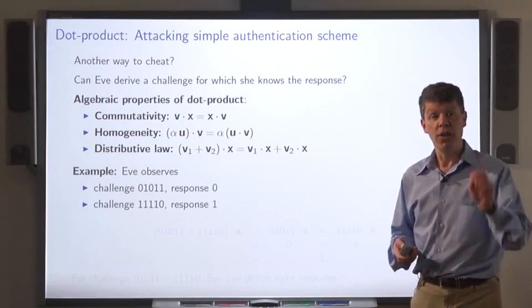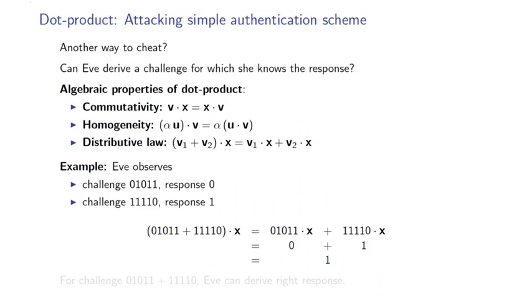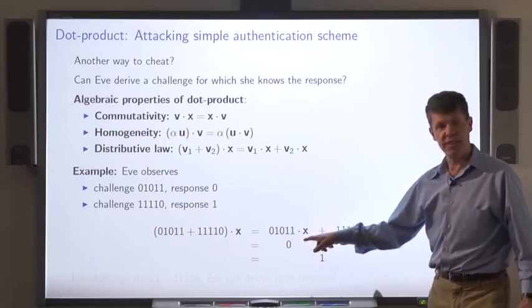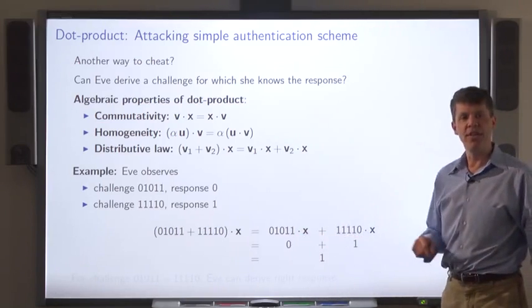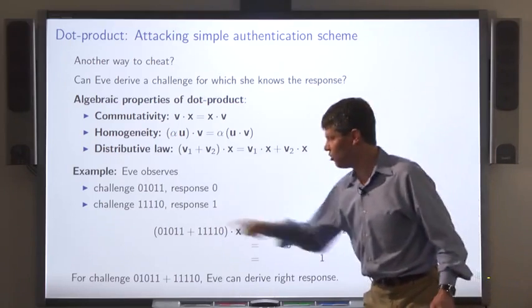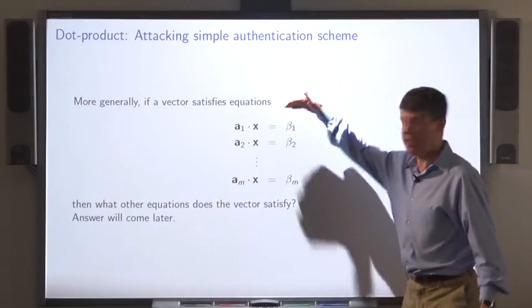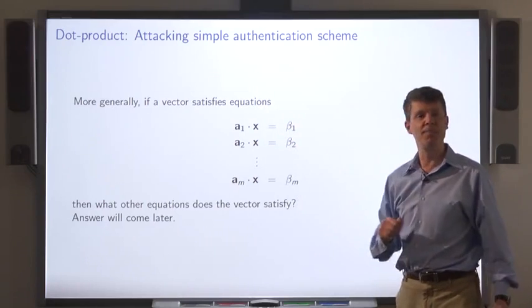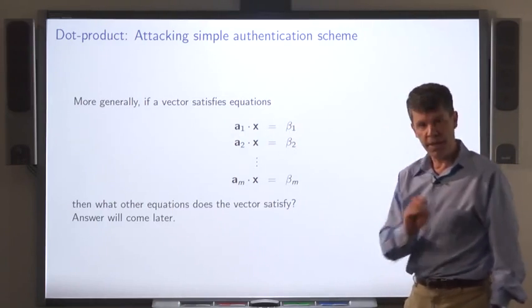Here's how she can figure out the response for a challenge she hasn't yet seen. The dot product of the sum of these two vectors with x is equal to the sum of the dot products using the distributive law. She knows the dot products for each of these two. She can add them up to get the response for the sum. So for the challenge that's the sum of these two vectors, she can compute the right response. More generally, suppose some unknown vector satisfies a bunch of equations. Are there other equations that it also satisfies? The answer will have to wait.